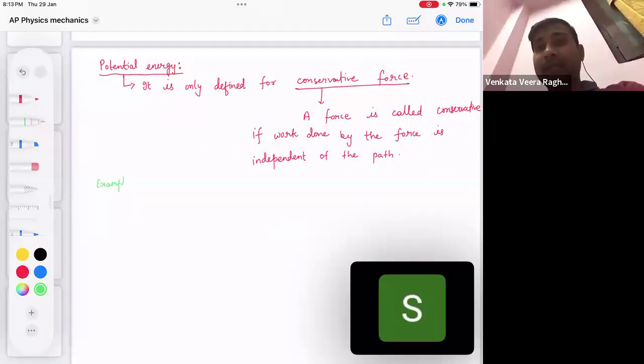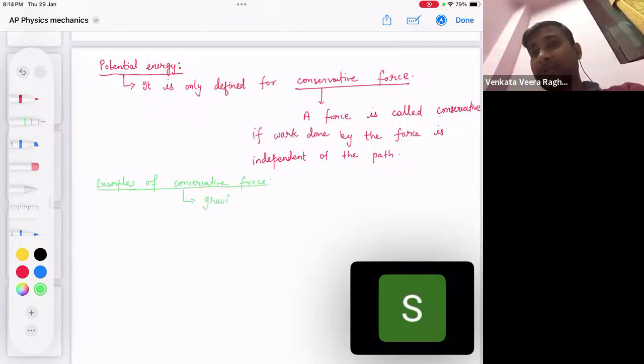So examples of conservative force are what? There are a few examples of conservative force. The most common conservative force we have is gravity. Gravity is what kind of force? It's a conservative force. Next, spring force. Next, electrostatic force.